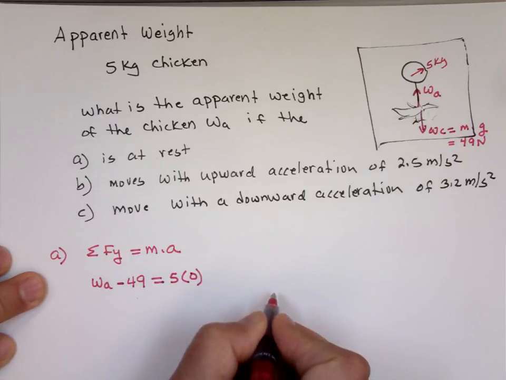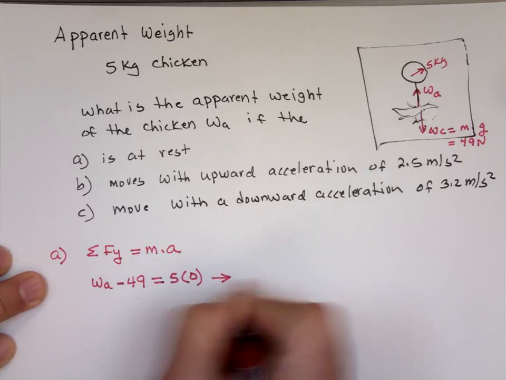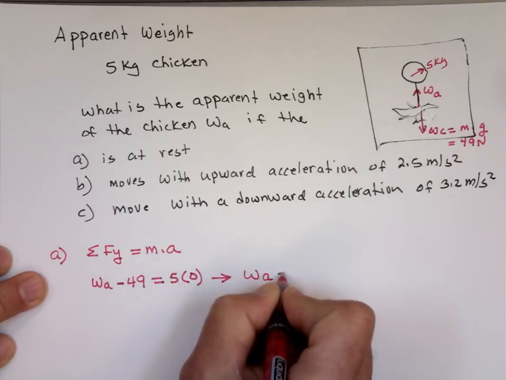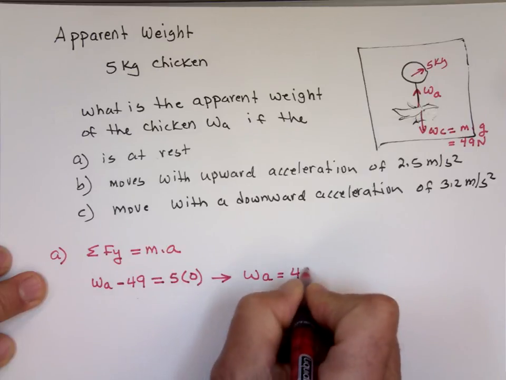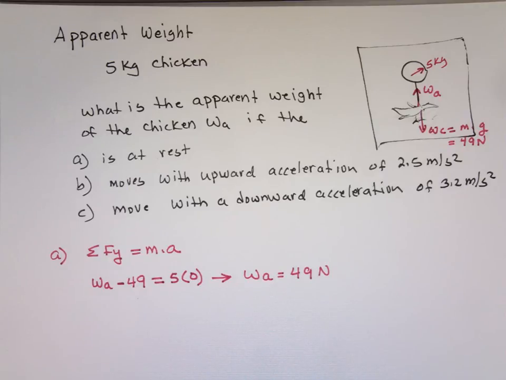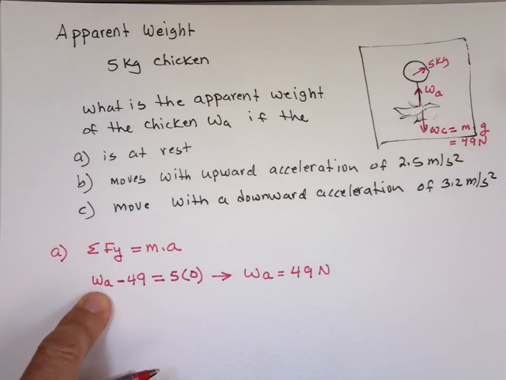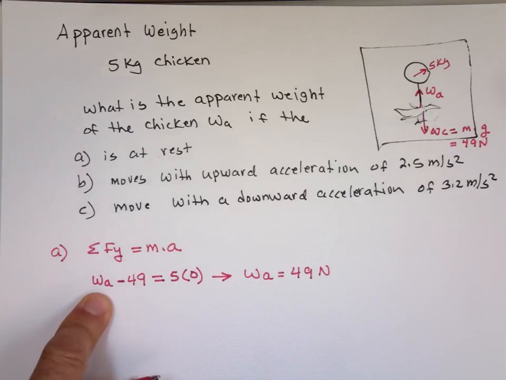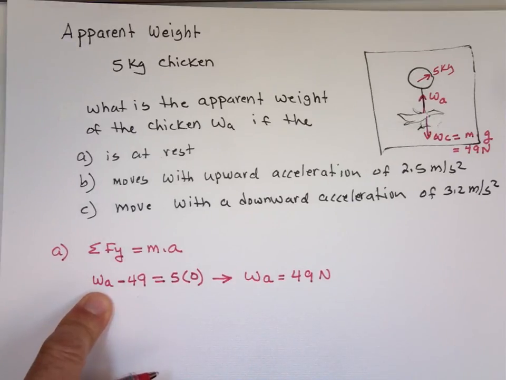What is the apparent weight of the chicken? 49 Newton. What was the real weight of the chicken? 49 Newton, if you weighed it on the ground. And by the way, that's the same if the elevator is moving at constant speed. So even if the elevator is moving at constant speed, your apparent weight will be the same. Why? Because if the speed is constant, what's the acceleration? Still 0 acceleration. That doesn't change.